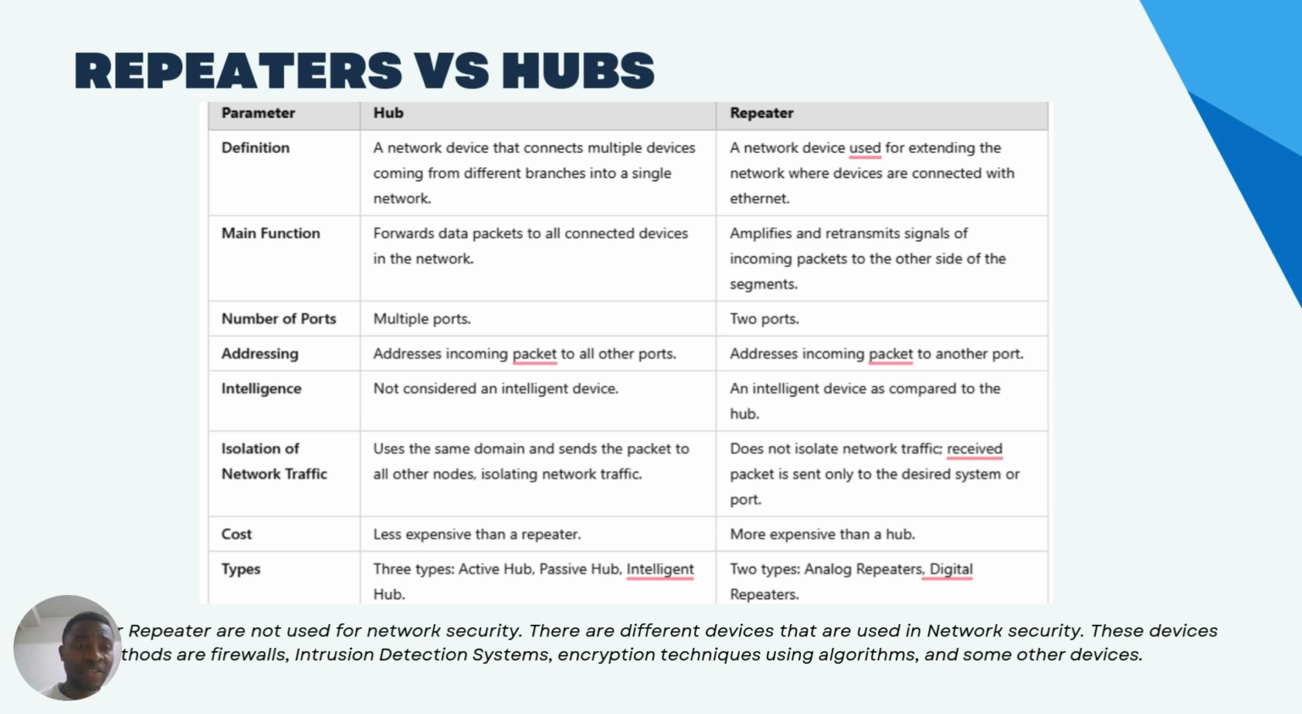So this is the difference between repeaters versus hubs. A hub is a network device that connects multiple devices coming from different branches into a single network, and its main function is to forward data packets to all connected devices in the network. But what I want to emphasize here is that hubs or repeaters are not used for network security. They are different devices that are used in network security.